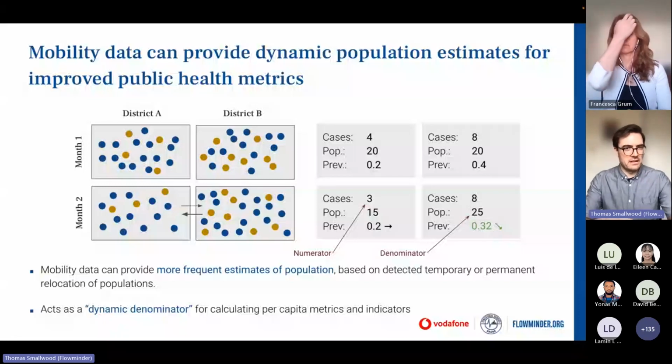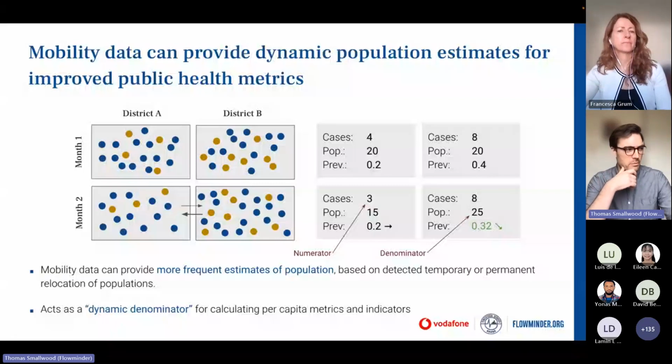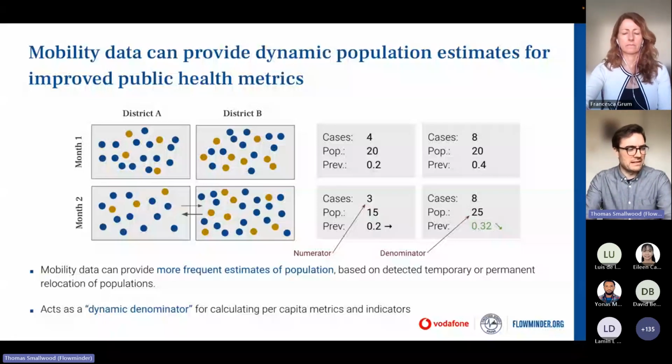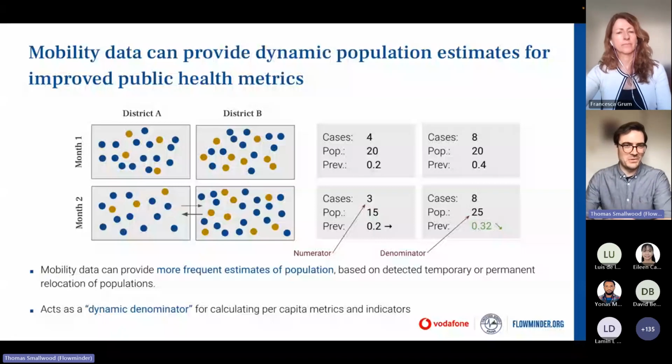And mobile phone data is a very strong source of data from which to calculate mobility. These dynamic population estimates are acting as a dynamic denominator for calculating health metrics which have a per capita basis. So, a quick reminder for those like me who have their school days of maths a little bit further behind them: in this example, cases act as a numerator and the population acts as a denominator. So when we talk about a dynamic denominator, we're talking about the dynamic population estimates.